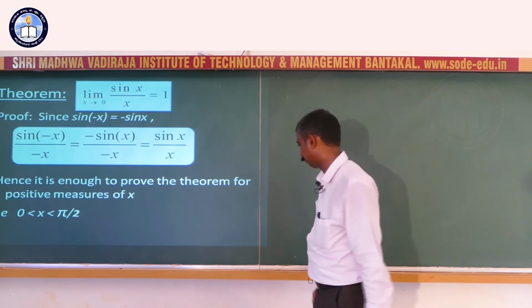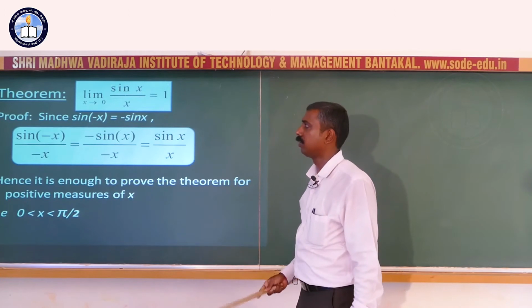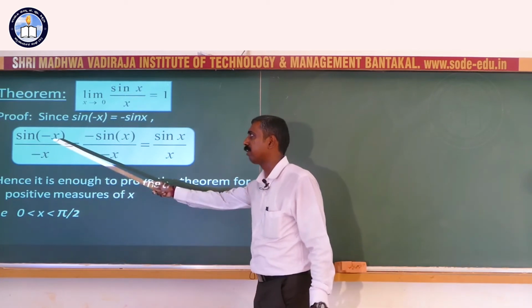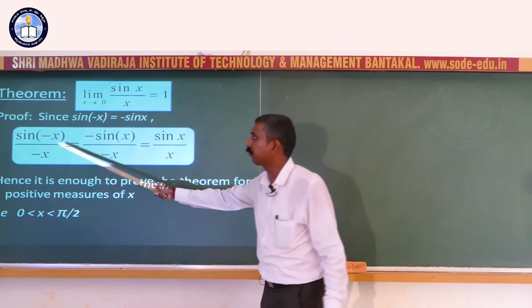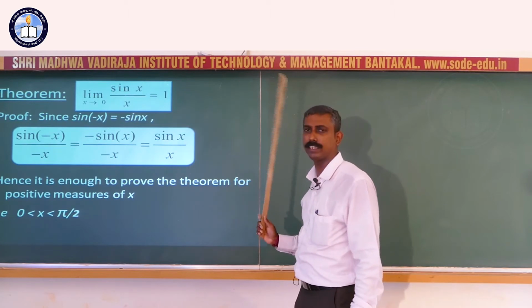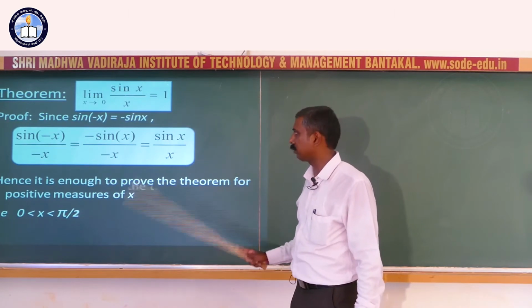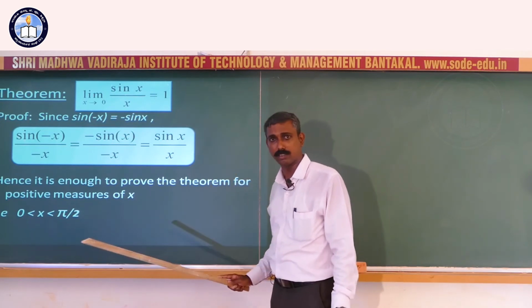We know that sine of minus x is minus sin x. Therefore, what happens if you take sine of minus x divided by minus x? It will be minus sin x divided by minus x, which converts into sin x divided by x only. In other words, whether x is positive or negative, it does not matter.